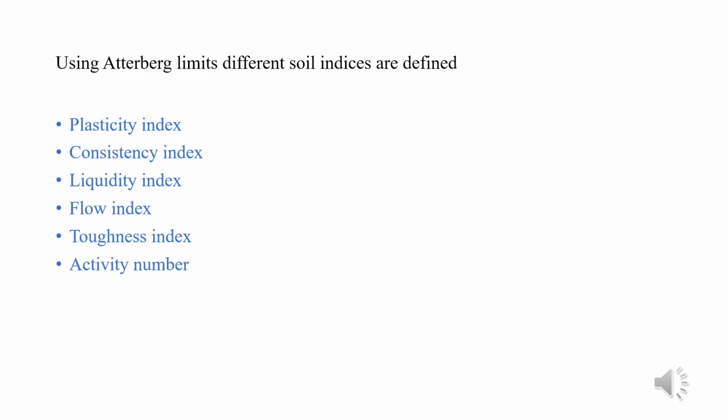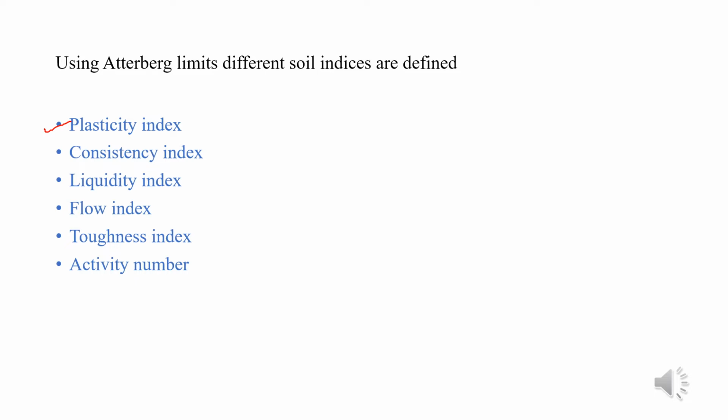Now, with reference to the different limits that we talked about, let us define some soil indices with the Atterberg limits. As we can see, the very first index is the plasticity index. You must be wondering what these indices are, right? The significance of these indices we will learn in the subsequent lecture. For now, let us first define these indices.